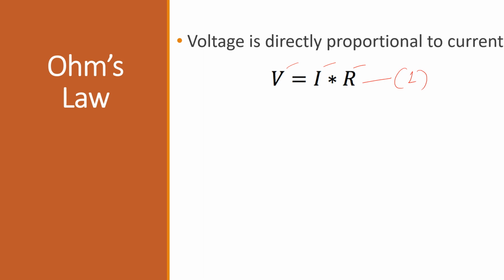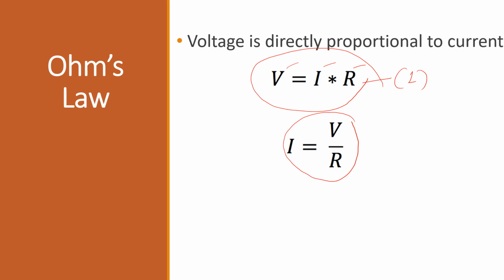Now, look at this equation. This equation determines the current through a resistor. Now, this equation 1 can be rewritten as R equals V upon I. This equation determines the resistance of an unknown resistor.